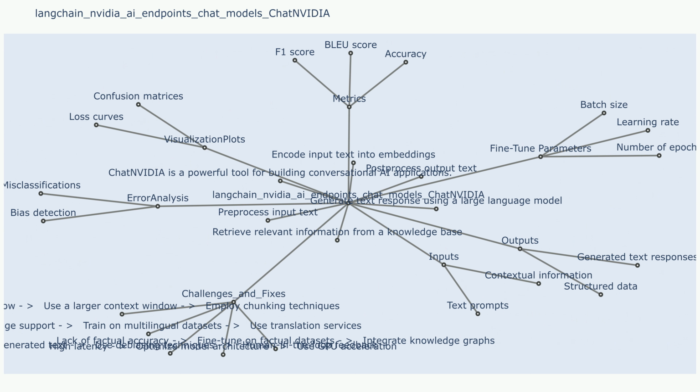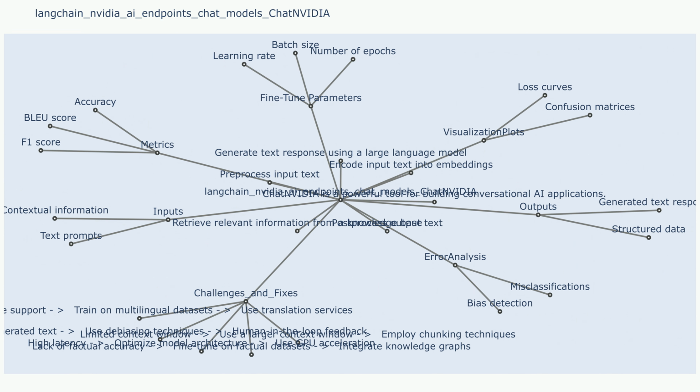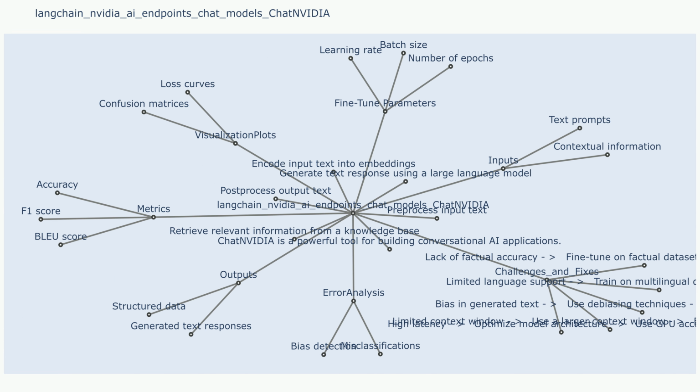Visualization plots. Attention visualization: visualizing the model's attention weights during text generation can help understand which parts of the input are most influential in shaping the output. Embedding space visualization: mapping words and phrases from the input and output into a multidimensional space can reveal relationships and patterns in the model's understanding.